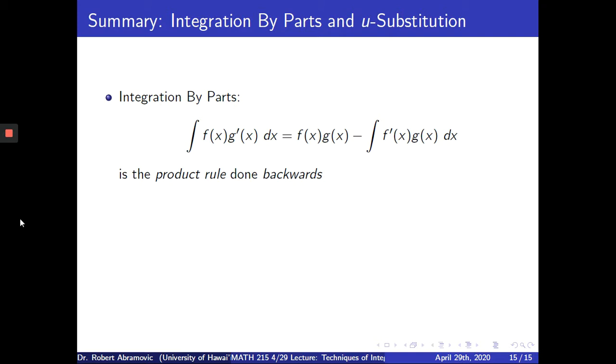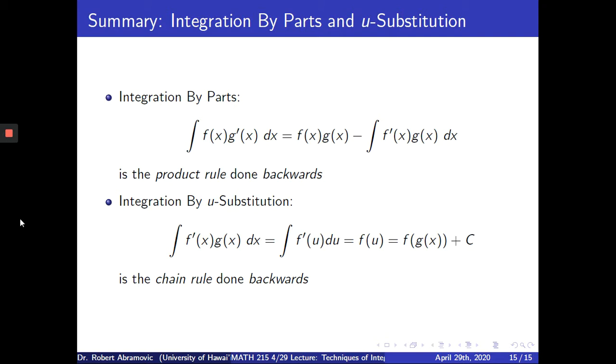Okay, so here's the summary. Integration by parts: the integral of f g prime is equal to f g minus the integral of f prime g. It's the product rule done backwards. Integration by u-substitution: the integral of f prime of g of x times g prime of x is equal to the integral of f prime of u du, which is equal to f of u, or f of g of x, plus a constant. It's the chain rule done backwards. And so this should have been a small f over there. This should have been f prime of g of x times g prime of x.